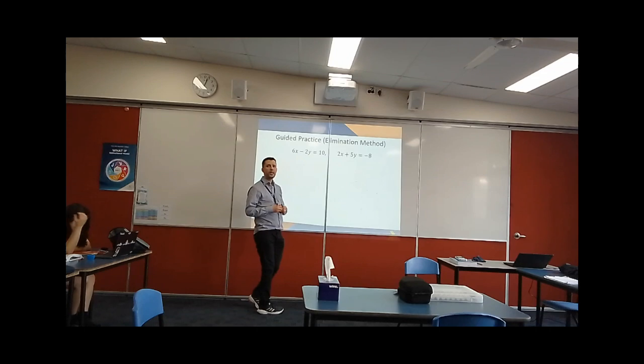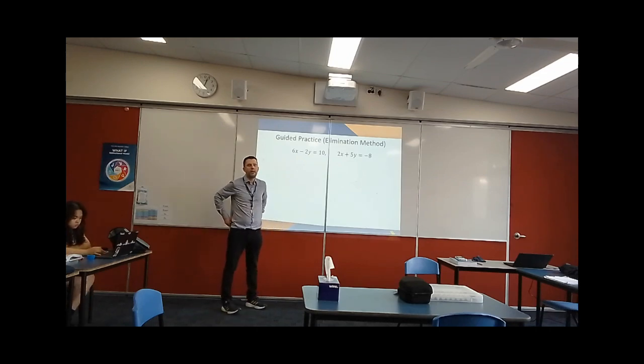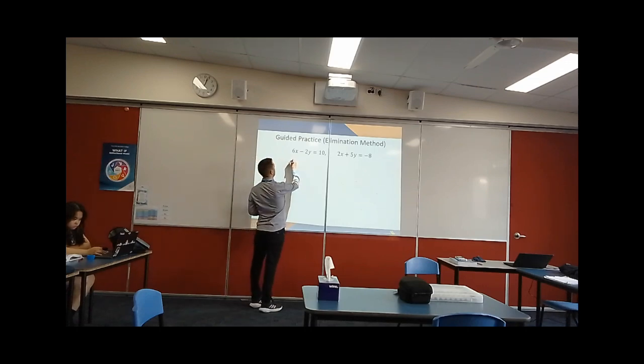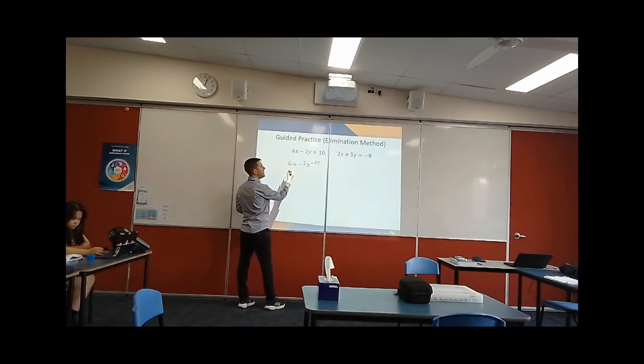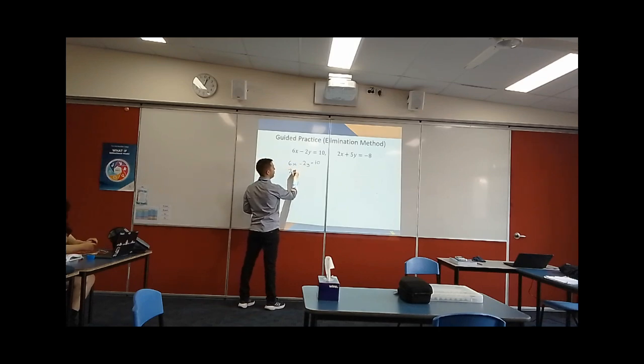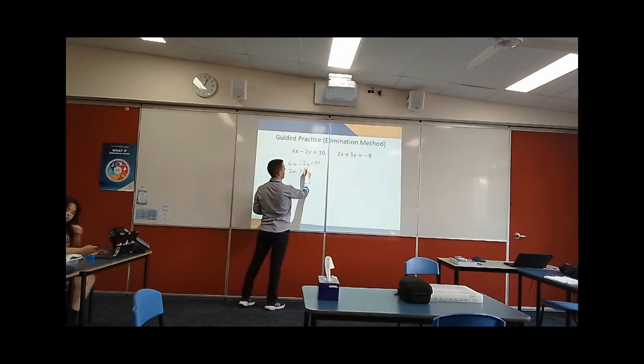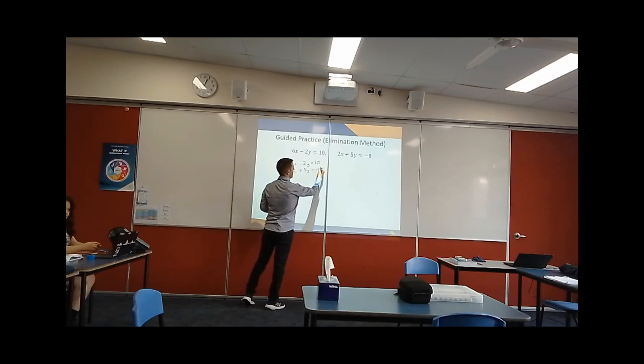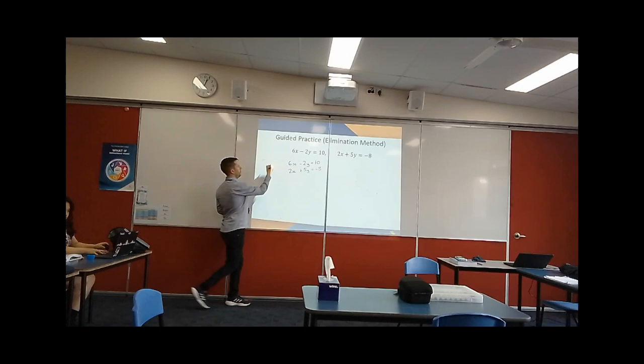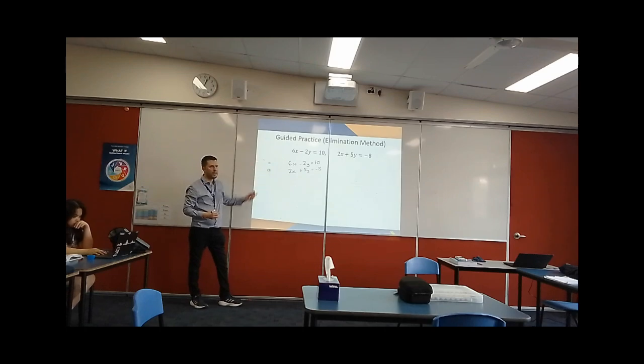So when I'm writing my equations down, I want you to write them underneath each other. So I'm just going to write down 6x take away 2y is equal to 10. I want my x's always underneath each other, so I'll put 2x plus 5y is equal to negative 8. Just so it helps, I'm just labelling on the side. That just helps me keep track.